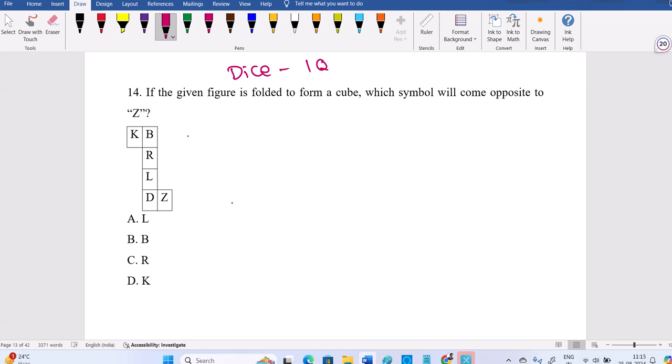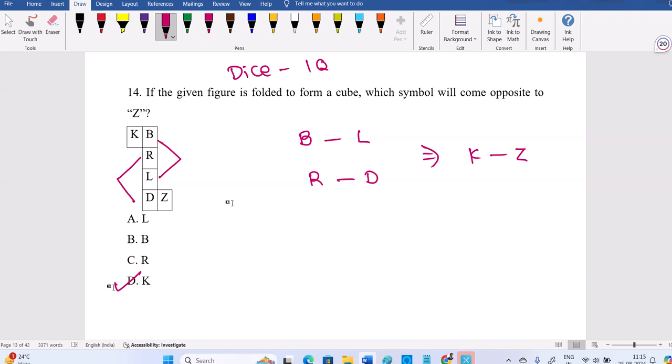So guys, the logic, the shortcut is: vertically or horizontally, alternate sides are opposite. After folding also, B and L will come opposite, R and D will be opposite. We need 3 pairs. When 2 pairs are fixed, the other pair must be K and Z. Okay, Z is opposite to K should be your answer. These are opposite pairs. Row wise or column wise, alternate sides are opposite.